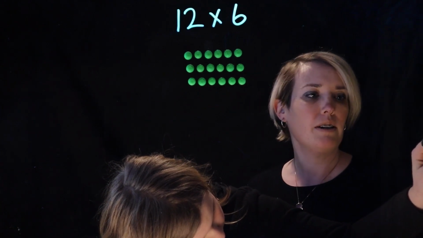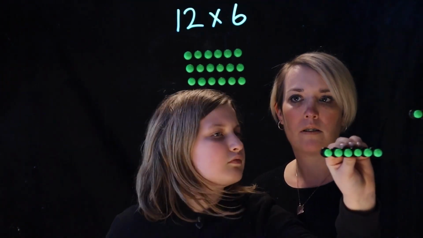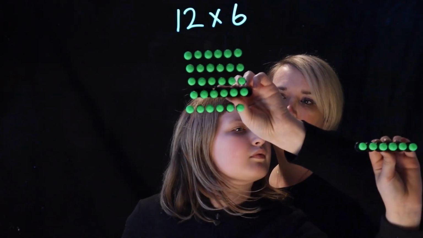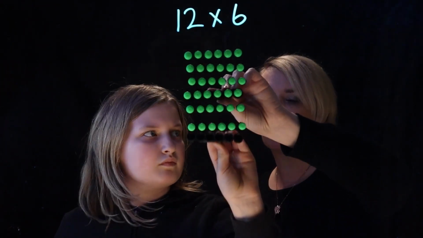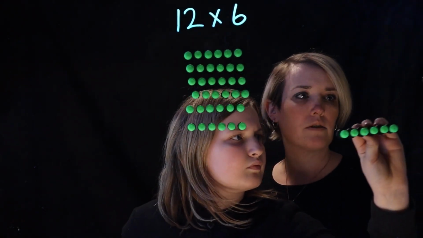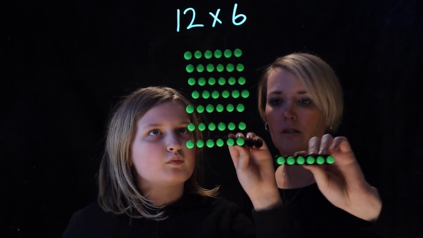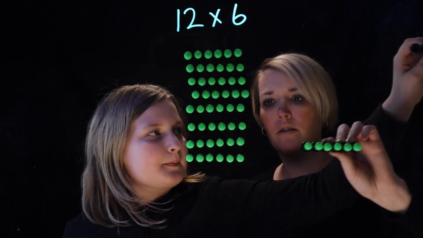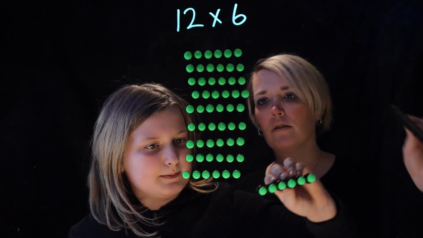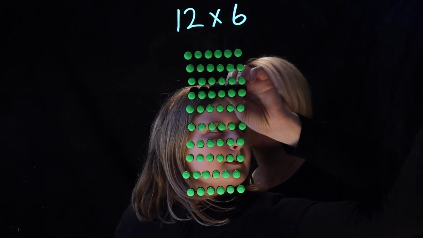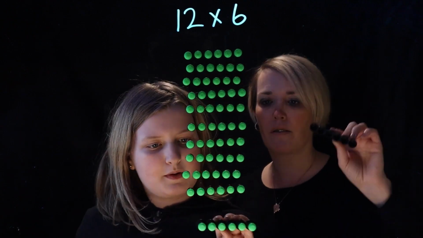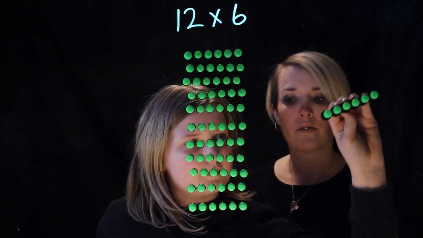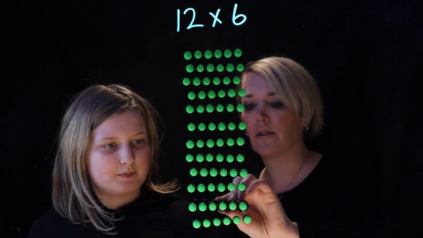So we've got 3, 4, 5, 6. 1, 2, 3, 4, 5, 6, 7, 8. Okay. 9, 10, 11, 1 more. 12. Okay, great.